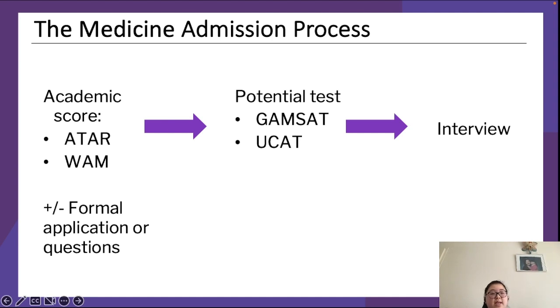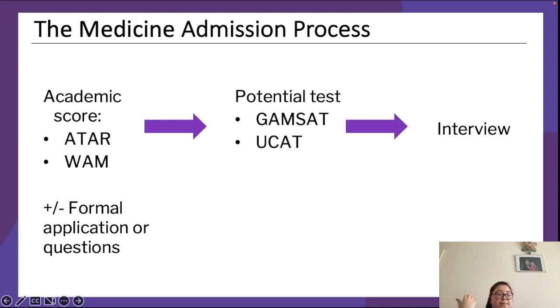The UCAT is even more potential based than the GAMSAT, because the GAMSAT requires some scientific background knowledge, and kind of writing essays, doing that background knowledge part as well. So it requires some prior knowledge to sit that test. It's also quite a bit longer than the UCAT test, in terms of the number of questions and the time length as well. So just keep that in mind.